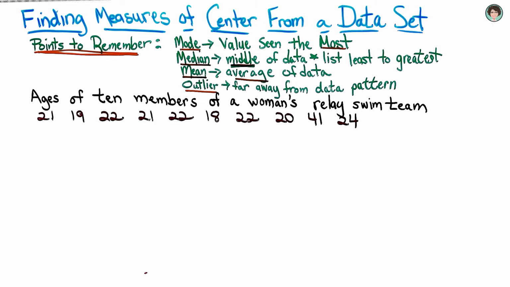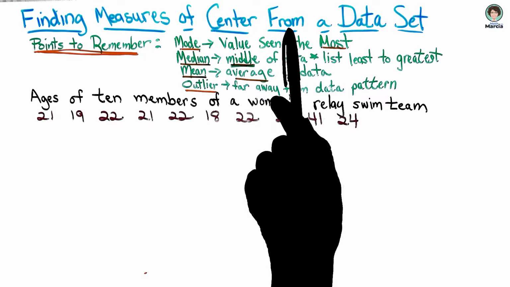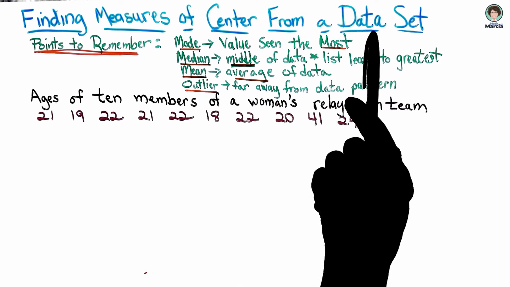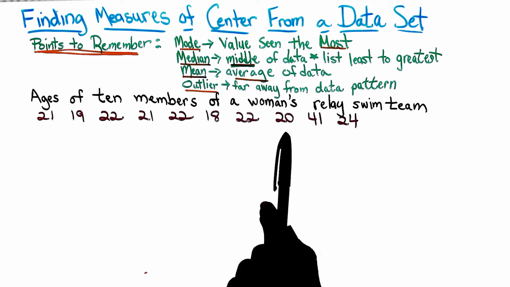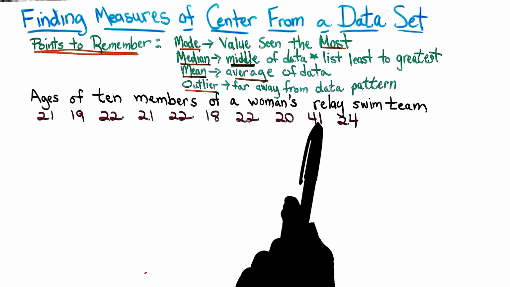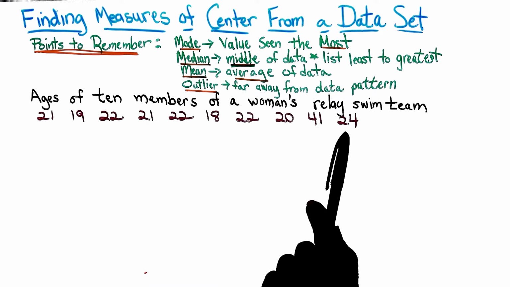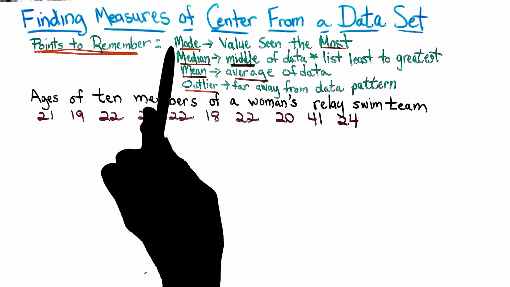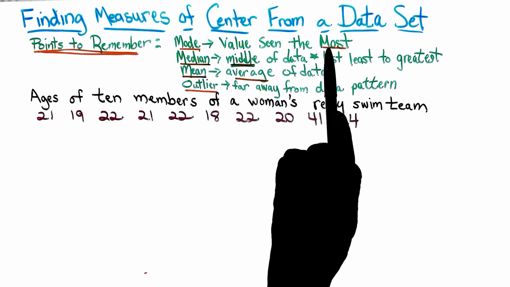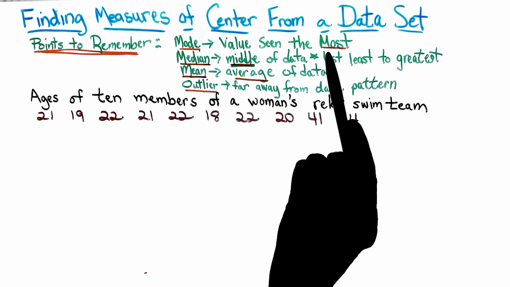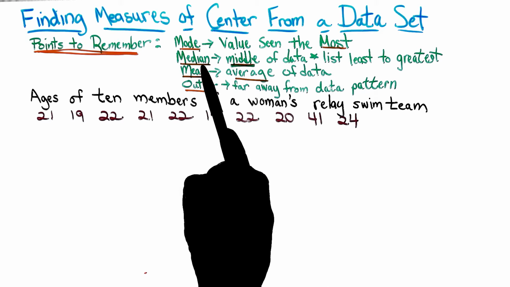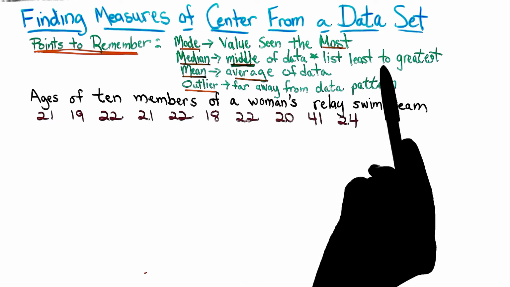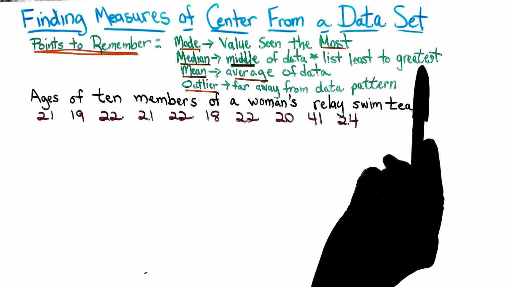In this lesson, we are going to be finding the measures of center from a data set. We're going to be looking at the ages of 10 women on a relay swim team. The first thing we're going to find is the mode: what age do we see the most? We're going to find the middle of the data. We have to put it in order from least to greatest.